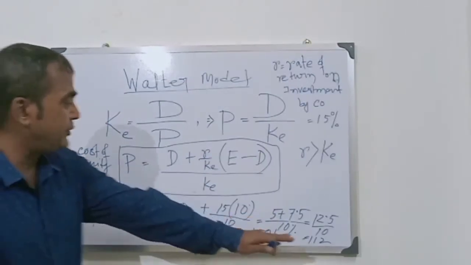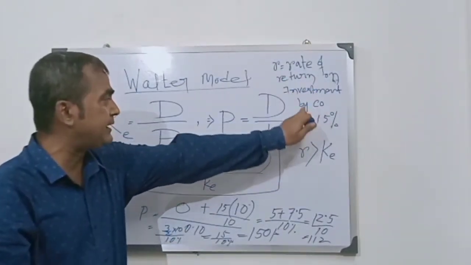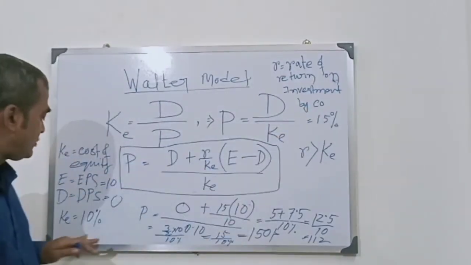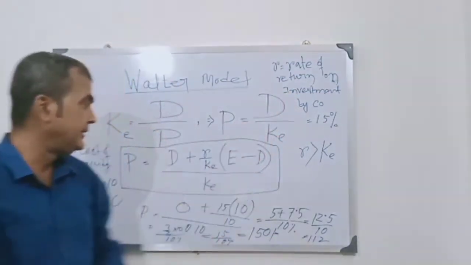So that means when you cut the dividend, as the rate of return by the company is more than the cost of equity of 10%, the share price will go up.